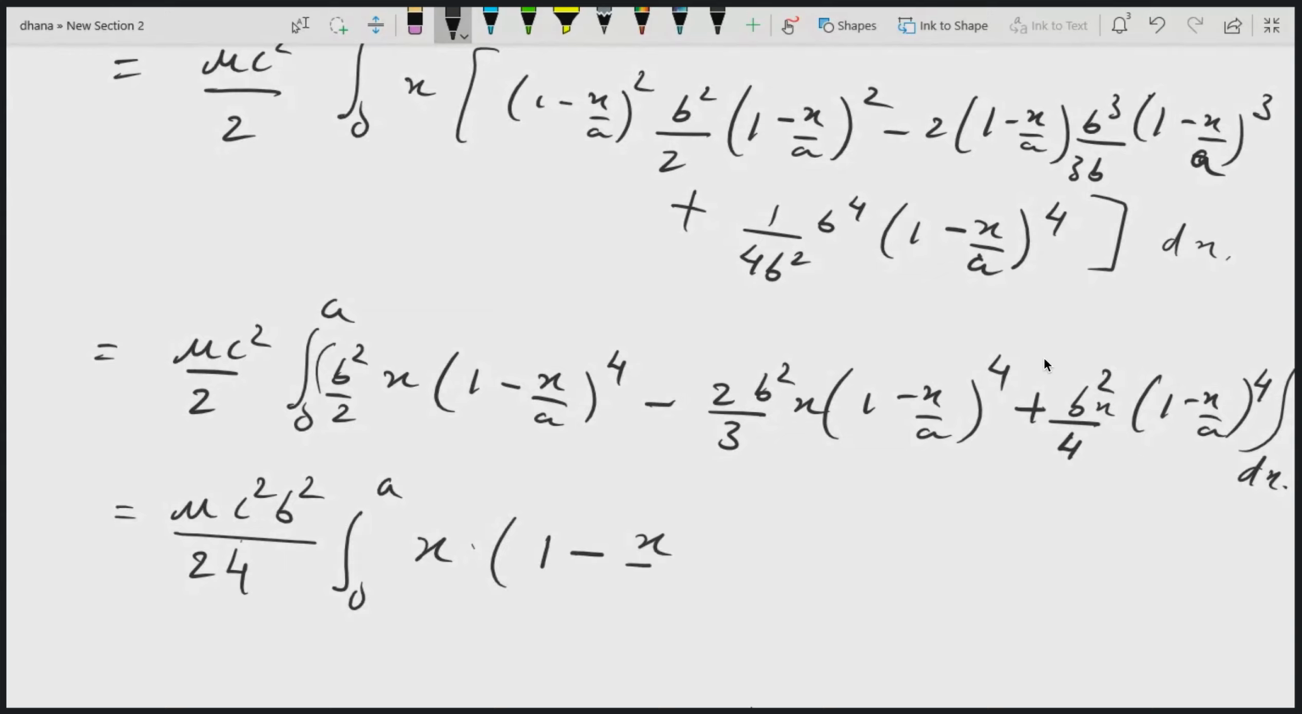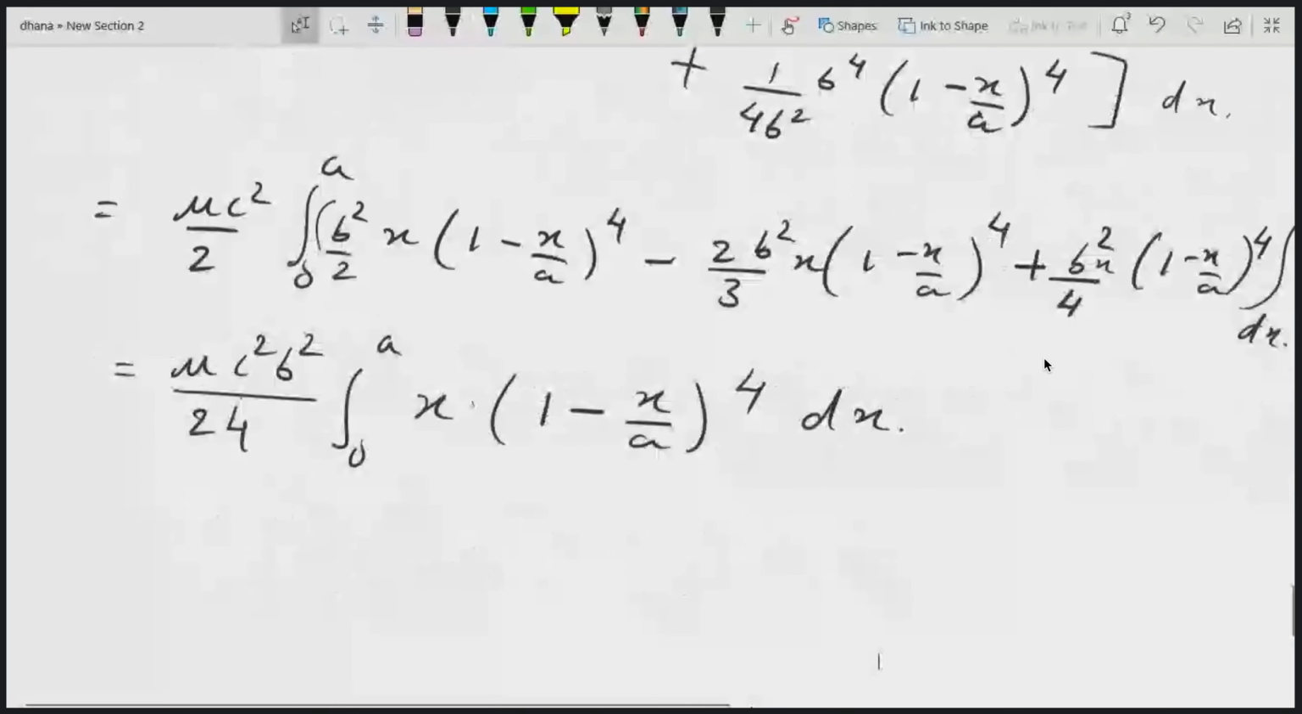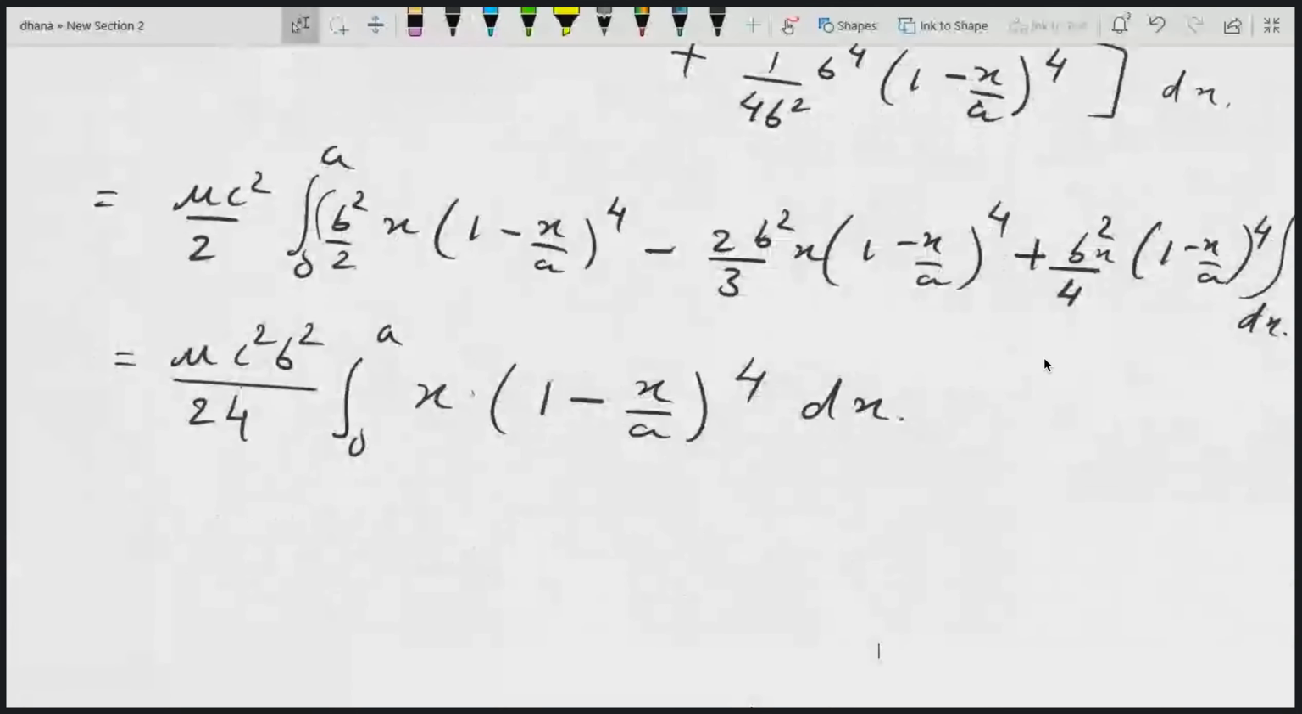One minus x by a whole to the power 4. Is it correct? Check, all of you. Yes, ma'am. Is it correct? Mu c square b square by 24 integral 0 to a x into 1 minus x by a whole to the power 4 dx. Now integrate with respect to x here and tell me the answer.